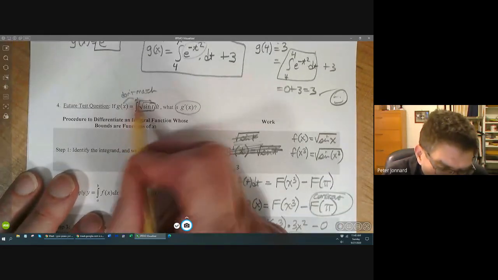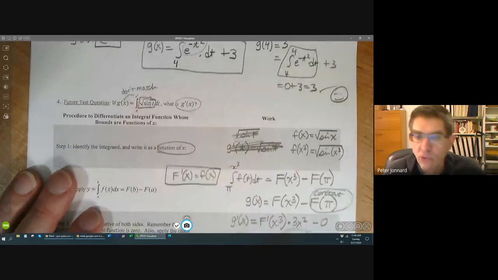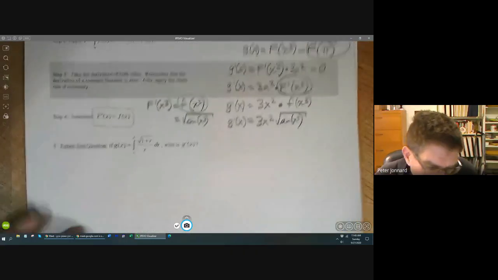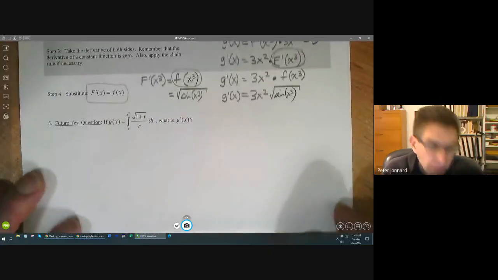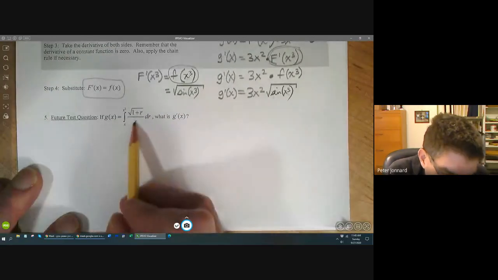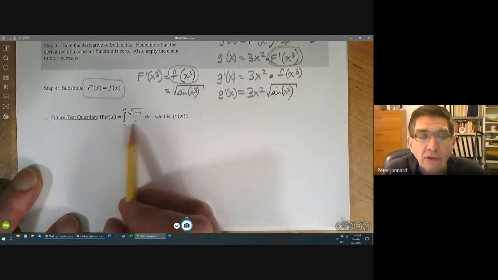Okay, when these don't match, that's when you run into this chain rule issue. Okay, all right, so let's try this one. Let's do this guy. Okay, so the first step, it says here in the directions, notice that the dummy variable, I've switched to r now, which I'm allowed to do.